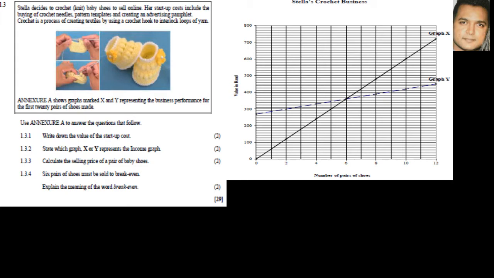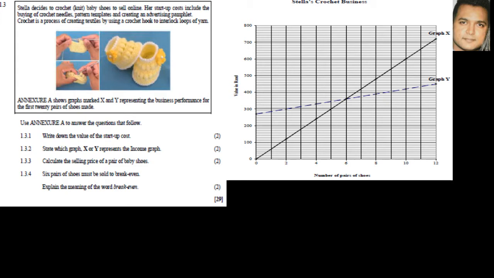Okay, now they asked us to refer to Annex A, which shows the graphs marked X and Y representing the business performance for the first 20 years of shoes made. So we have on the right hand side the Annex A presented to you, and we're going to refer to this when answering the questions. Usually you will find this in an addendum. It's an additional set of pages for your paper, and all these annexures will be in the addendum.